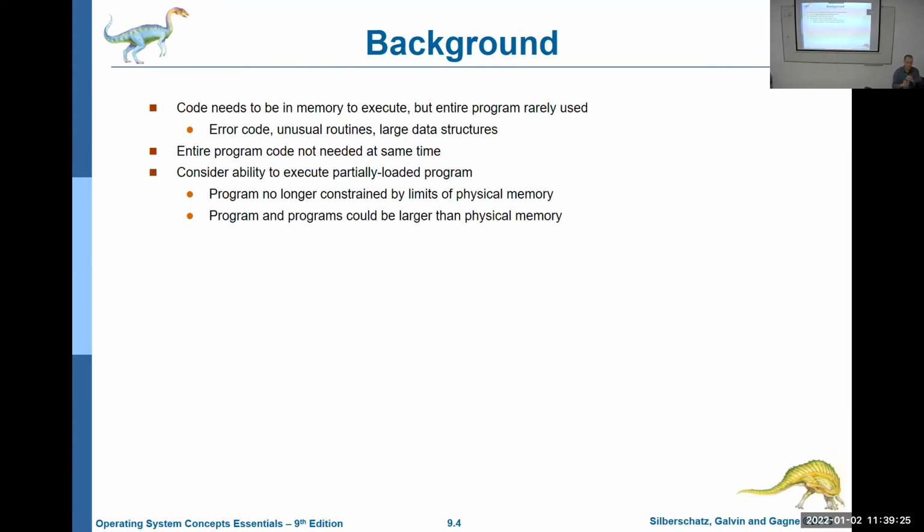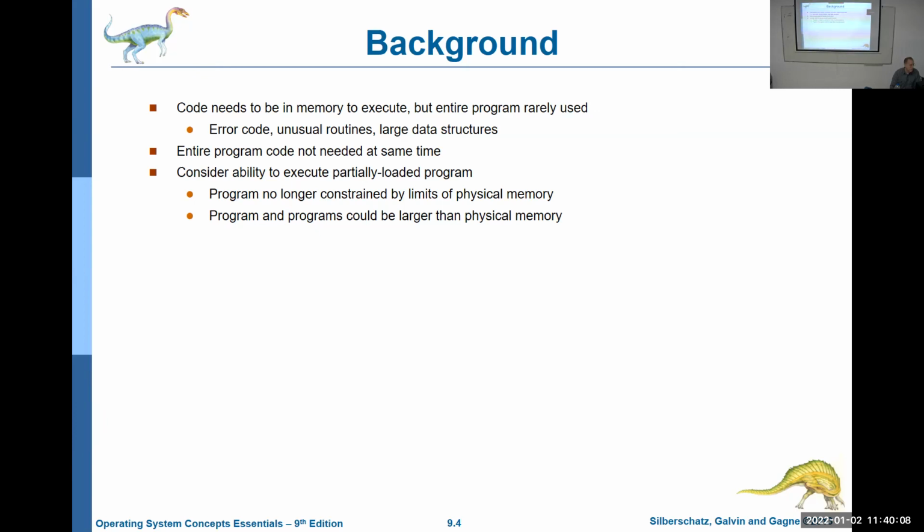All right, so let's go slowly. I just explained the overview of what we're going to talk about. So, background. Code needs to be in memory to execute, but an entire program is rarely used. So wouldn't it be nice if we didn't have the whole program in memory? For example, error codes, unusual routines, some function that I only use once, or large data structures. If I have some huge array, I probably don't need part of it at that time. It would be nice if I didn't have to have it in memory all the time, because then I could have more programs running at the same time. I need less memory. That's what's called virtual memory, and that's what we're talking about now.